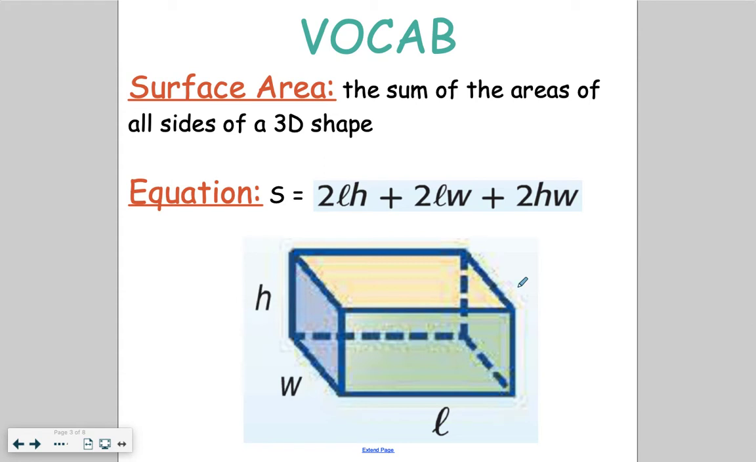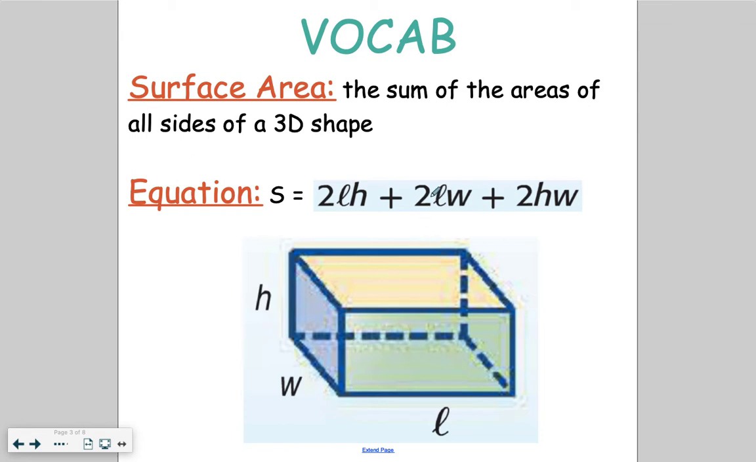So we're going to start with the rectangular prism, which just means that there's a rectangle on the bottom and the top of the shape, and then rectangles all the way around the side. In order to find the surface area, you're going to use the formula that says 2 times the length times the height. So 2 times the length times the height is going to be looking at this front part and the back part. That's why we have two of them, because it's talking about the front and the back.